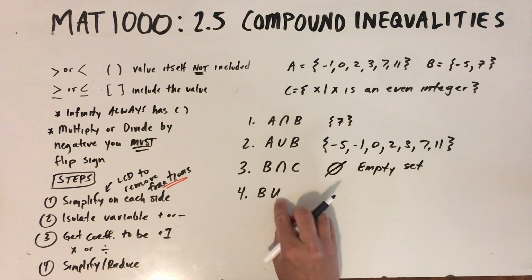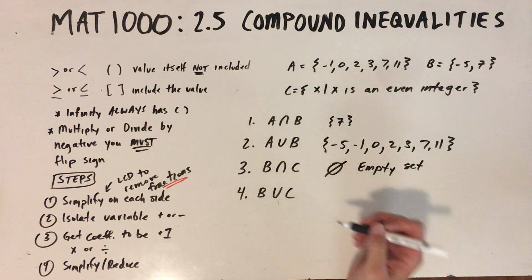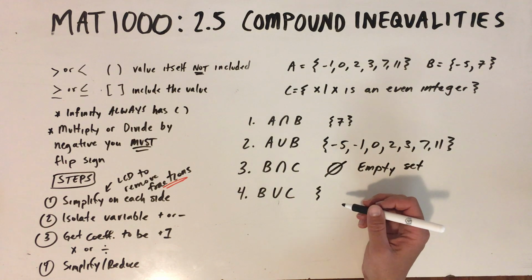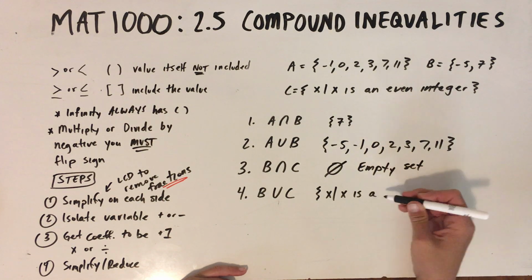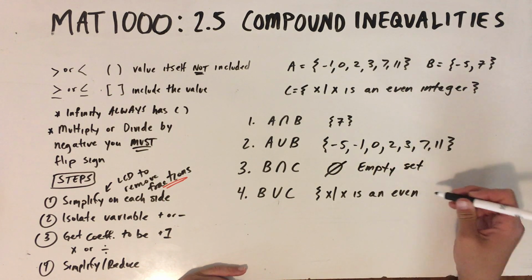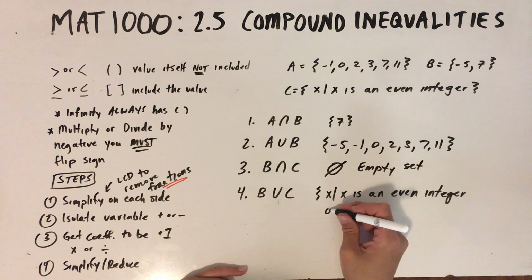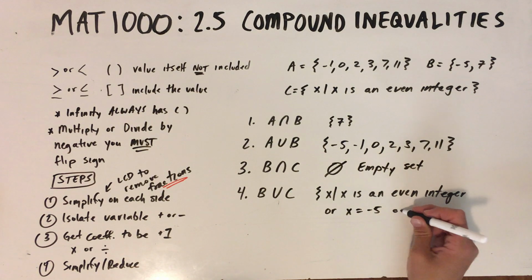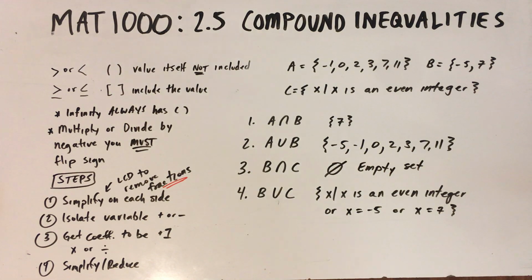So now I want to do B union C, and this is going to be everything that is in one set or the other. So the way that we would write this is we would say x such that x is an even integer, and, well, this one is an "or" actually, or x is -5, or x is 7. So this is the solution set to those examples on your guided notes.